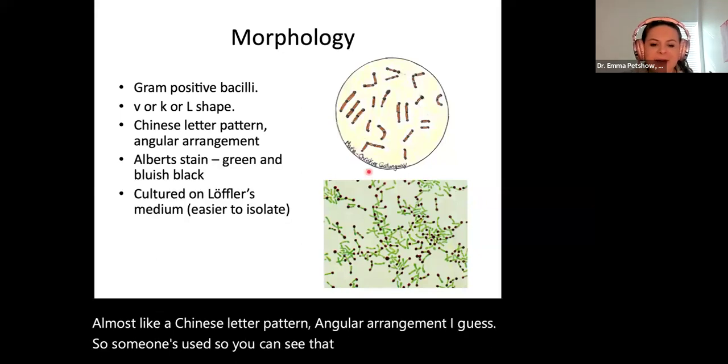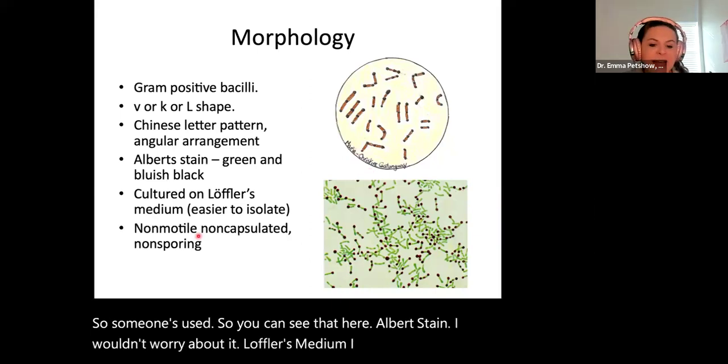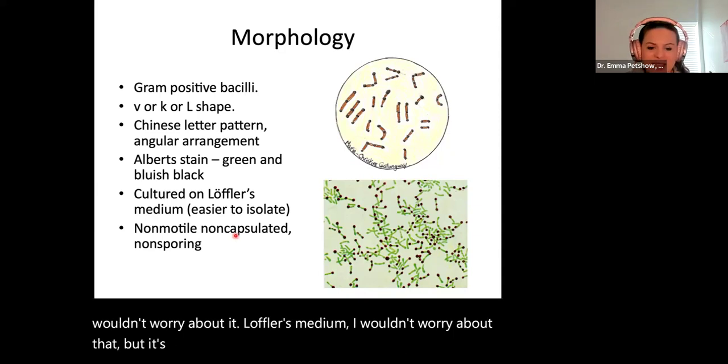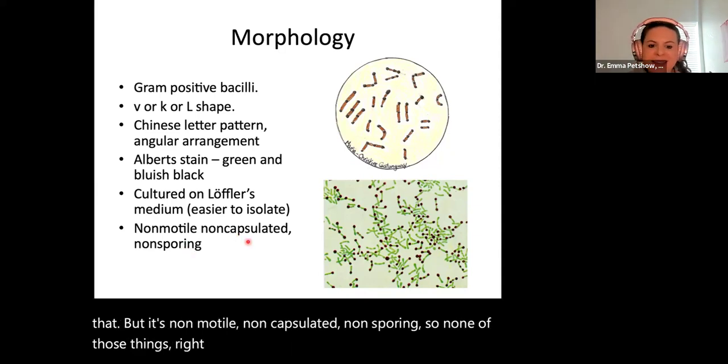Albert stain, I wouldn't worry about it. Loeffler's medium, I wouldn't worry about that. But it's non-motile, non-capsulated, non-sporing. So none of those things, right? So so far we're like, okay, doesn't look so bad.